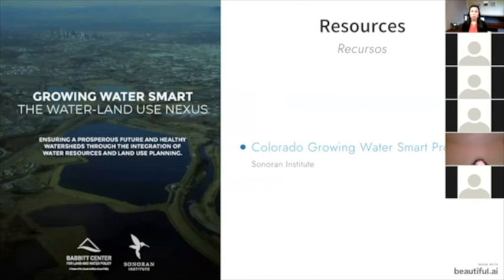And then the Growing Water Smart program with the Sonoran Institute, like Lindsay mentioned earlier, is a really great opportunity to break down silos, to get people to talk to one another within municipalities about how can we better integrate our stormwater with our water conservation? How can we look to reduce the amount of drinking water that we're utilizing on our landscapes? It really gets people in the same room to talk to one another. Their next session for Colorado will be in 2022.